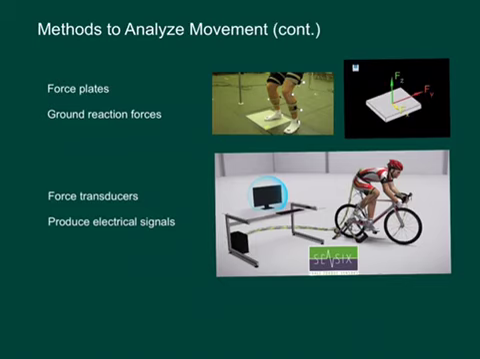And we have force transducers. And those are hooked up to the body, and they're more specific electronic signals that are more sensitive. It can pick up some different forces throughout the body. So not just ground reaction force, we're also looking at, in the picture there, the example, it's hooked up to his leg as he's pedaling the bicycle, so it can pick up those forces in the body.